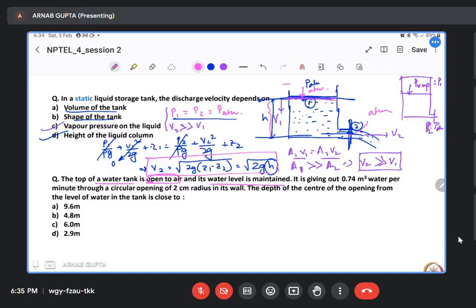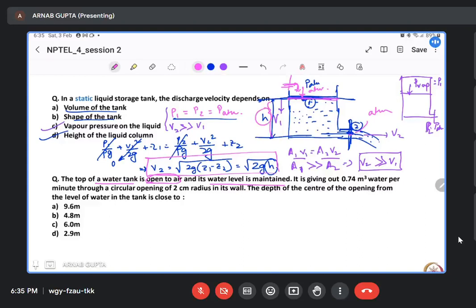You may attach one inlet flow through here, like some liquid is coming up, and it is fulfilling the amount of liquid that is going out. So its water level is maintained, that is H is kept constant.